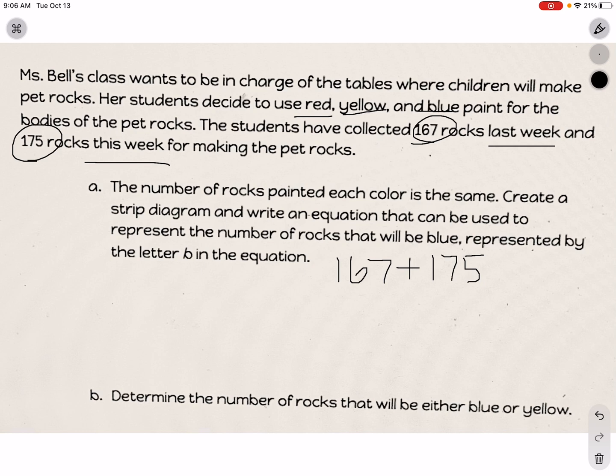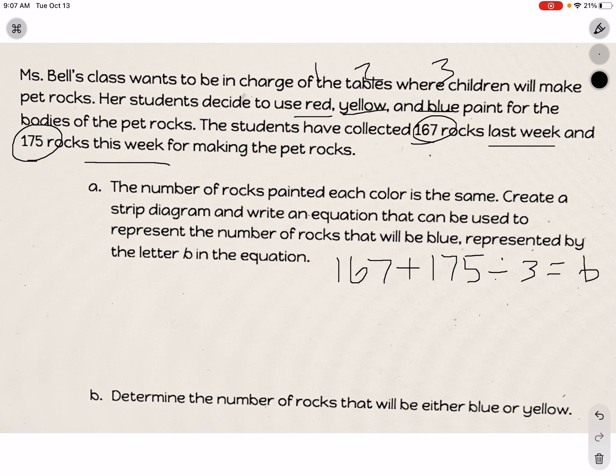This is also our hidden question that we need to find for solving a multi-step problem. What are we going to divide 167 plus 175 by? Pause the video, take a moment, and jot this down. If you said 3, you are correct, because 3 represents each color that we're going to paint the rocks. So red is 1, yellow is 2, blue is 3. So we're going to paint 167 plus 175 rocks one of 3 colors. So we're going to divide them by 3, and that should give us B.